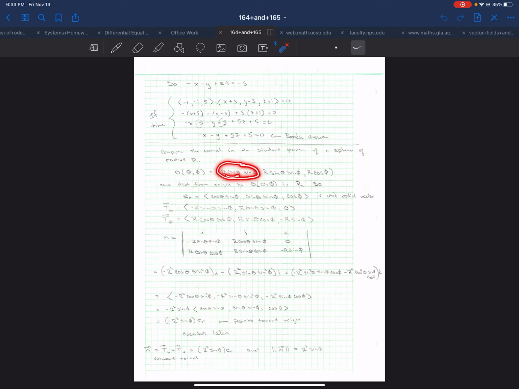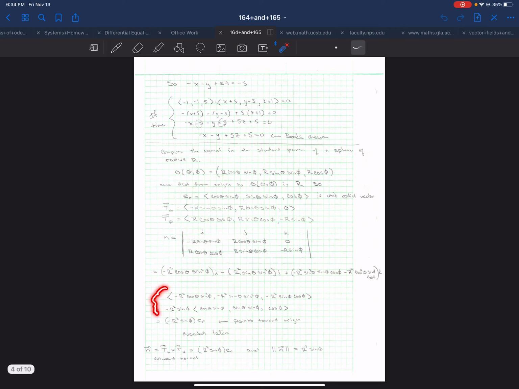Derivative of that's going to be a negative sine theta, and there's the negative sine theta. Derivative of that's going to be a cosine theta, which is right there. The phi derivative, that'll be a cosine phi, and that'll be a negative sine phi. So there's that. When we cross them, here is the t theta, and here's the t phi. When they cross them, that's what you get right there.